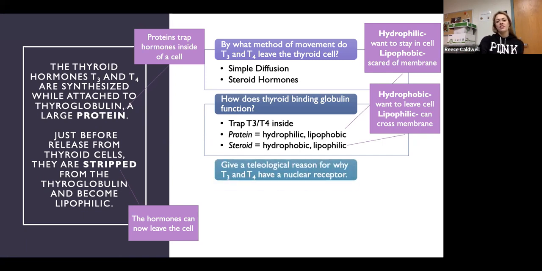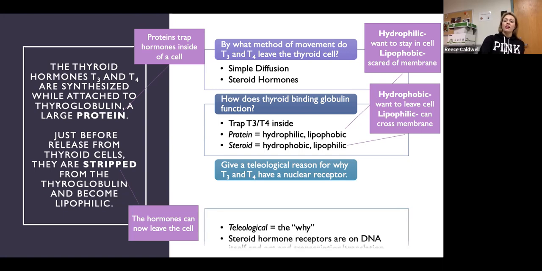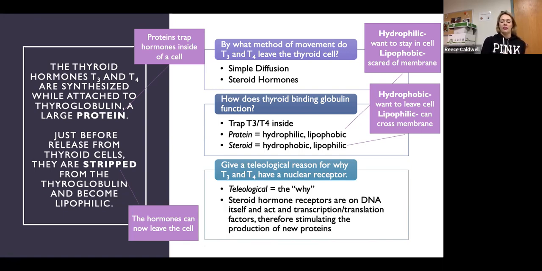Our last question here is, give a teleological reason for why our thyroid hormones have a nuclear receptor. If you remember back to the very first slide of our very first PowerPoint and lecture, teleological is talking about the why. In systems physiology, we have teleological and mechanical explanations. Mechanical gives you the how. Teleological gives you the why. So here we're asked, why do T3 and T4 have this nuclear receptor? What we see is that steroid hormones, T3, T4, have receptors that are on DNA itself, on that DNA ladder.